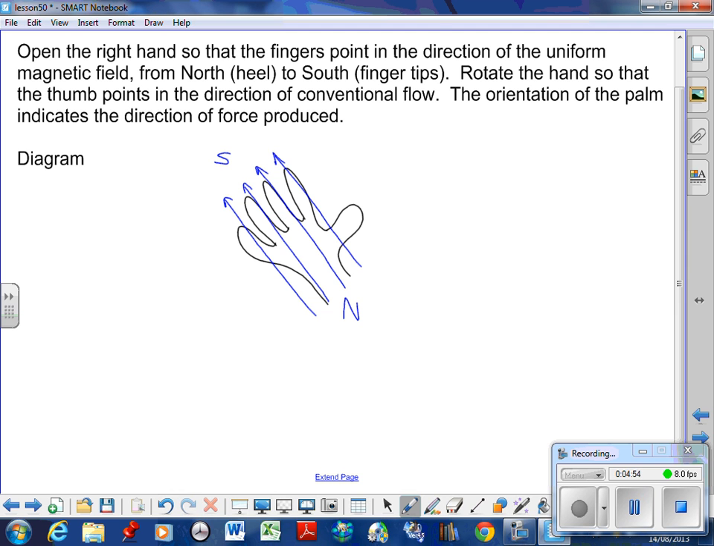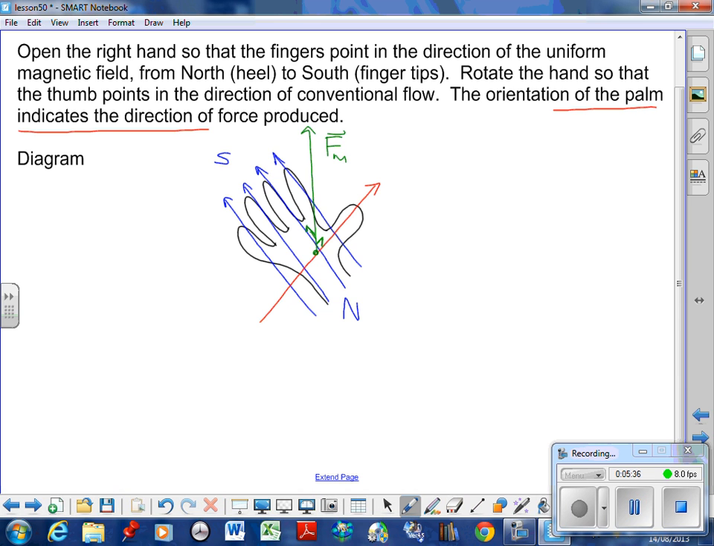So again, I'm building it around this situation. If current is heading in that direction, that's the direction my thumb is going to go. And what happens is that the force produced, and this is the last line, the orientation of the palm indicates the direction of force. So it is going to be perpendicular to your palm. That would mean I need to draw a force going this direction that's perpendicular to my red line and also perpendicular to my blue line. So my resulting force is perpendicular to my palm.